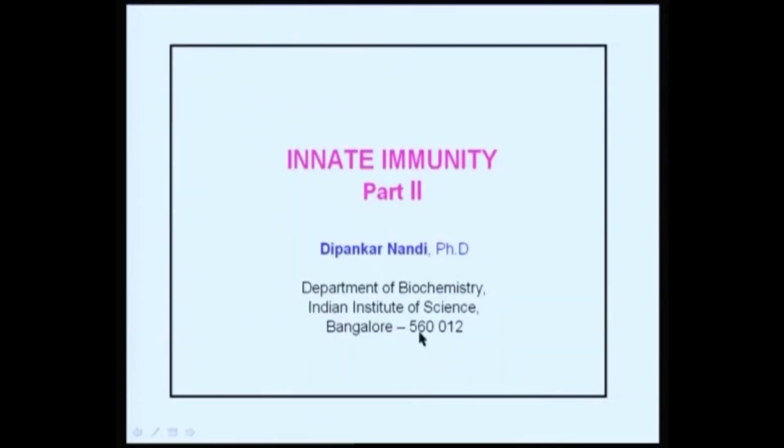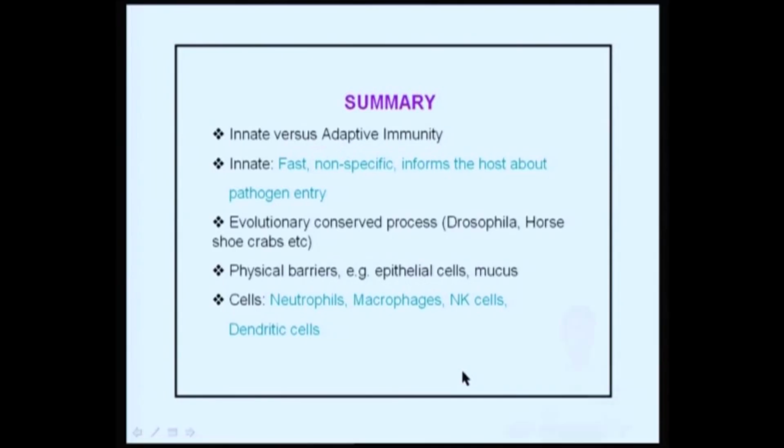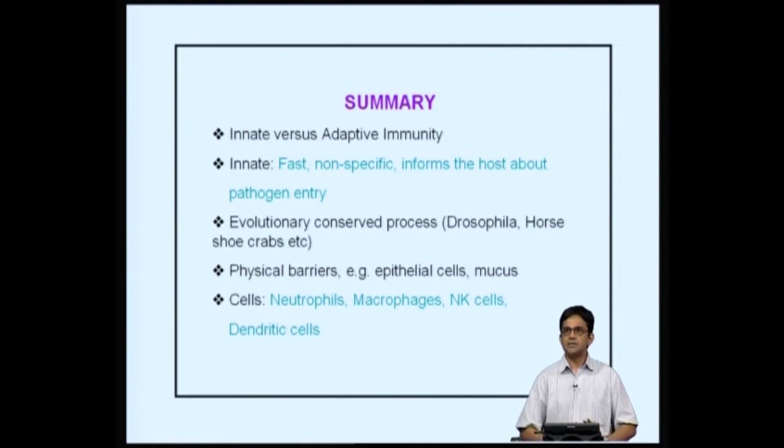Today we will be starting off with the second part of innate immunity, and before we go into that, it might be a good idea to summarize some of the main aspects of the last lecture. The first is the importance of innate versus adaptive. As mentioned previously, innate is a quick response. It is non-specific. It does not differentiate between different types of bacteria, but it tells the host that some sort of invasion has taken place, and that is the most important thing.